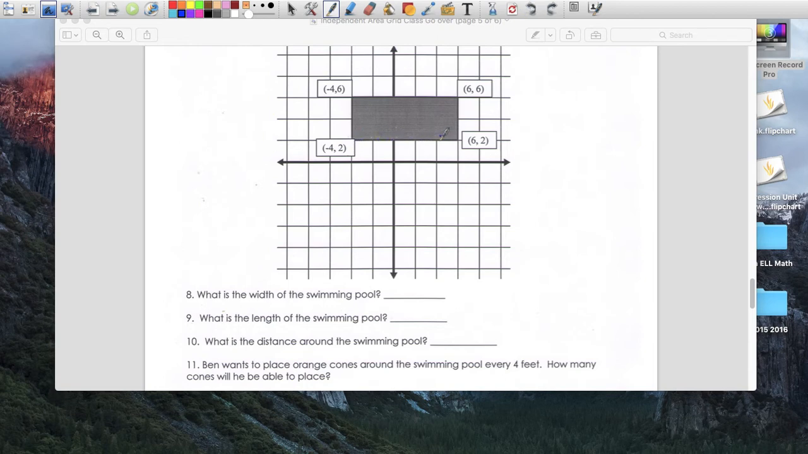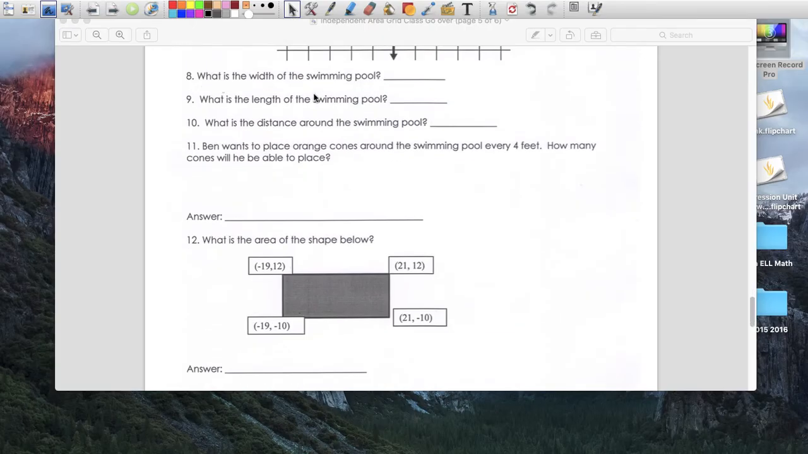1, 2, 3, 4. There's a cone. 1, 2, 3, 4. There's another cone. 1, 2, 3, 4. You can put another cone, and then 1, 2. So you would only be able to put 3 cones, remember, because we started in this location, right? 1, 2, 3, 4, cone, 1, 2, 3, 4, cone, 1, 2, 3, 4, cone, and 1, 2, you can't put any more now. So you put 3 cones.